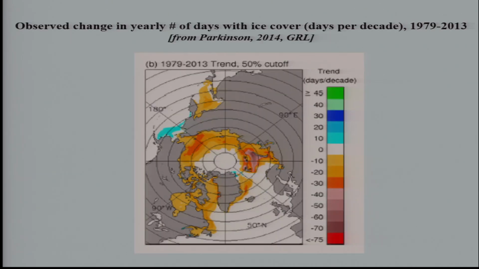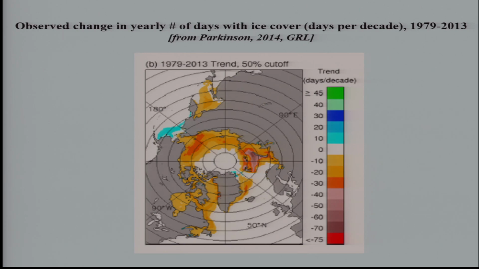And we're then going to extend this index to different regions. This is a diagram from a paper by Claire Parkinson a couple years ago, showing the observed changes in the number of open water days around the Arctic. We'll be focusing on the Beaufort and Chukchi Sea, which is one of the areas with the largest changes.